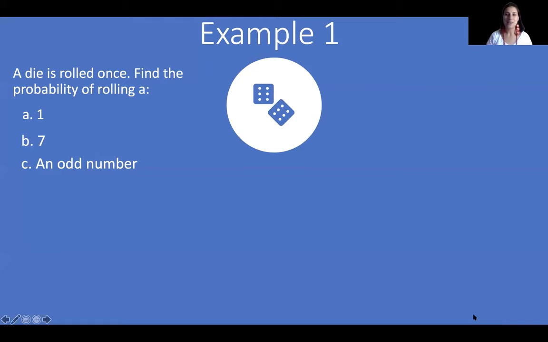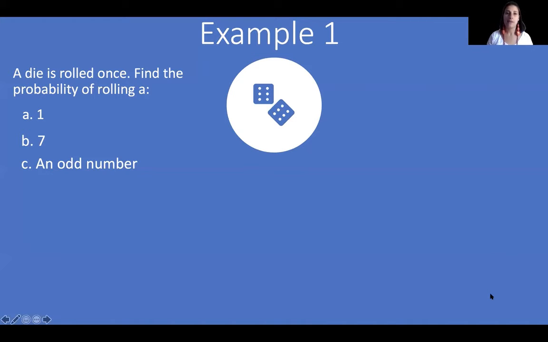Let's take a look at a couple of examples. I encourage you to pause the video now and try this one on your own. A die is rolled once. Find the probability of rolling a 1, a 7, and an odd number. Those are going to be 3 different probabilities. So pause the video and try it.